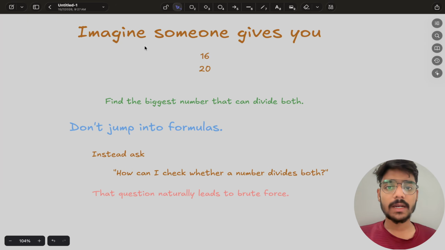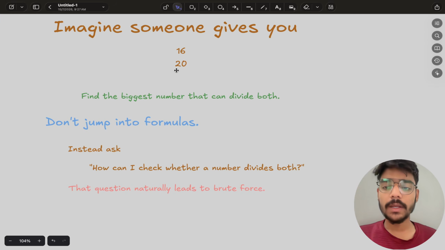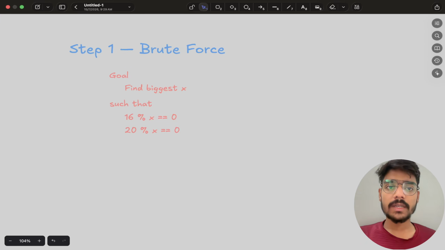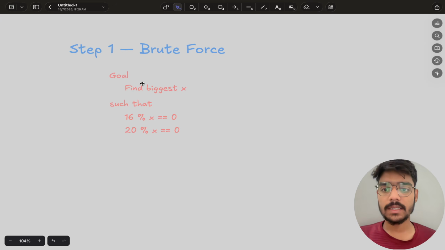To calculate the GCD, let us imagine that someone gave you the numbers 16 and 20 and asked you a simple question: find the greatest number that can divide both. Don't just jump straight to the formulas; let us try to think about the brute force. Ask how I can check whether a number divides both. This question itself leads you to the brute force. Step 1, let us say our goal is to find the biggest x such that 16 mod x and 20 mod x both equal 0.